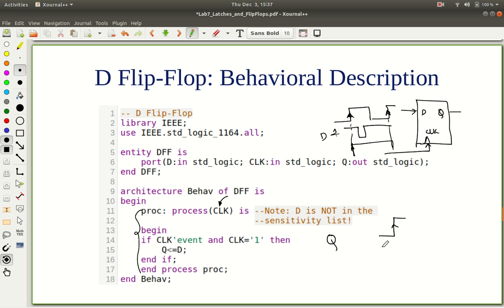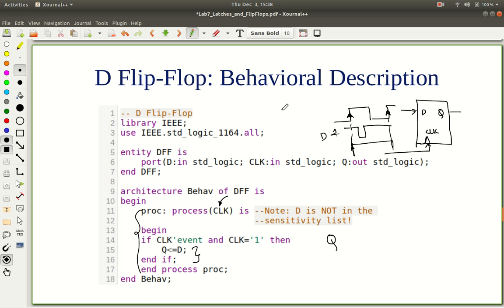Similarly, if you wanted to describe a falling edge, how would you do it? If you wanted to describe a falling edge triggered flip-flop, you would say if clock tick event and clock equal to 0. So there was an event on clock and the new value of clock is 0, then this is what the statement means. Or if there was an event on clock, that means the value of the clock changed and the new value of clock was 0, then do something. So these two are ways of describing that you want to execute the statements here on the rising edge or a falling edge. So this is the behavior of a D flip-flop.